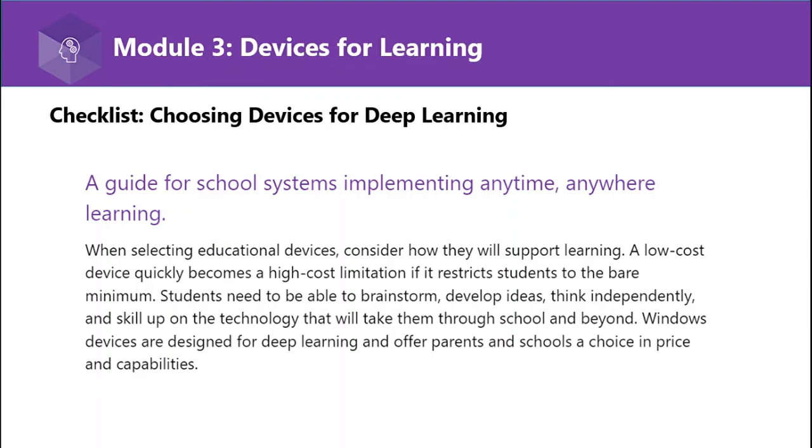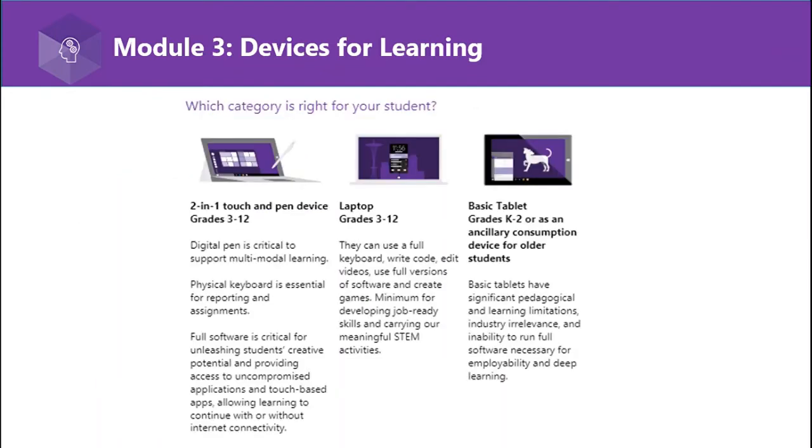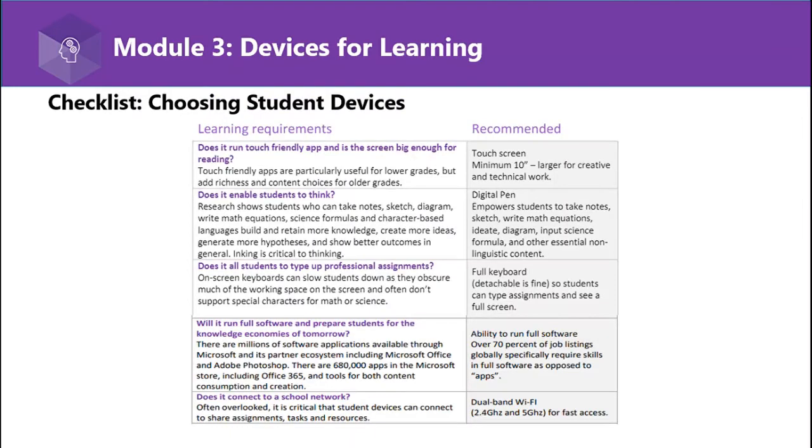Windows devices are designed for deep learning and offer parents and schools a choice in price and capabilities. This is the checklist. Which category is right for your student? Either you have a 2-in-1 touch and pen device for grades 3 to 12, laptop for grades 3 to 12, or basic tablet for grades K to 2, or as an ancillary consumption device for older students. Check out this checklist on Microsoft.com.